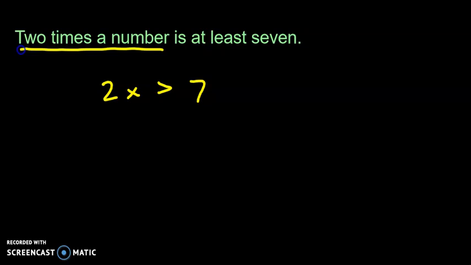If it's at least 7, it could be equal to, right? If it said 2 times the number is more than 7, then it would have to be greater. It couldn't be equal to. But if 2 times the number is at least 7, then it could be equal to 7. Okay? So here's our inequality, 2x greater than or equal to 7.